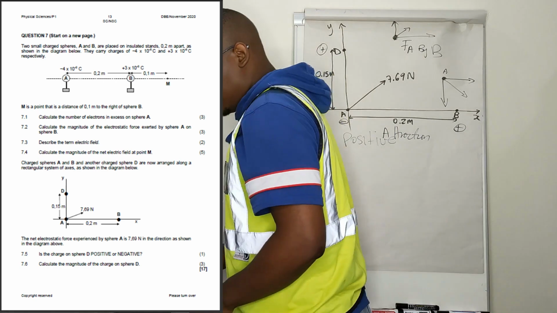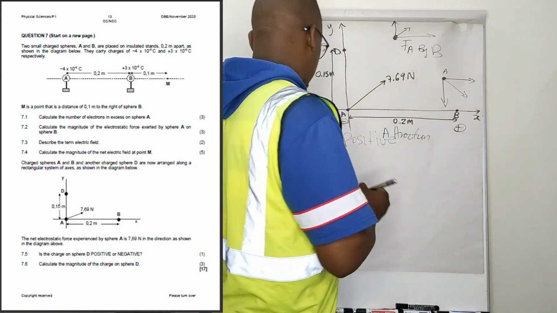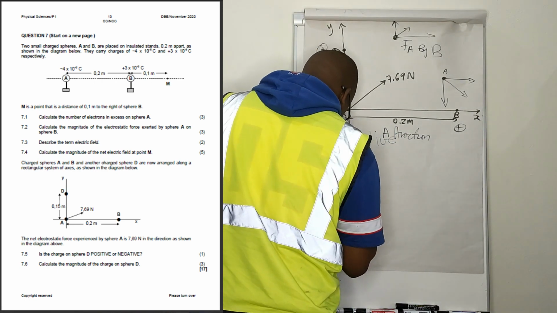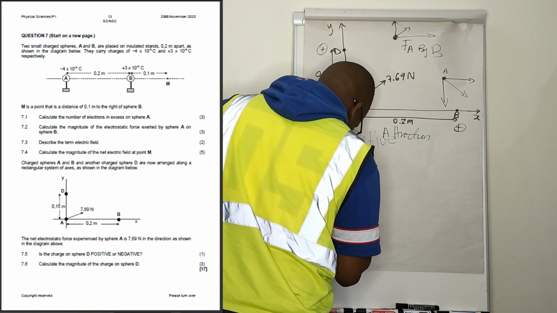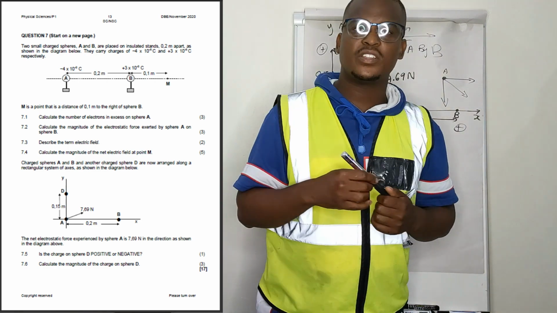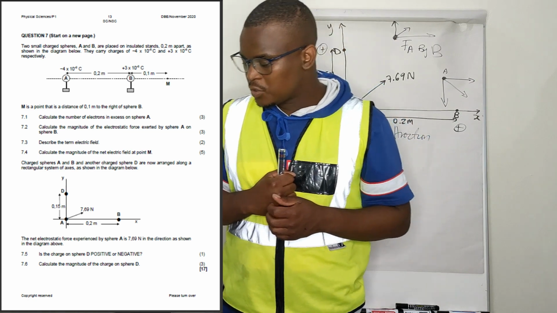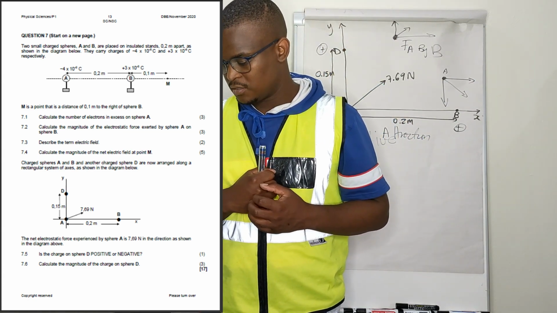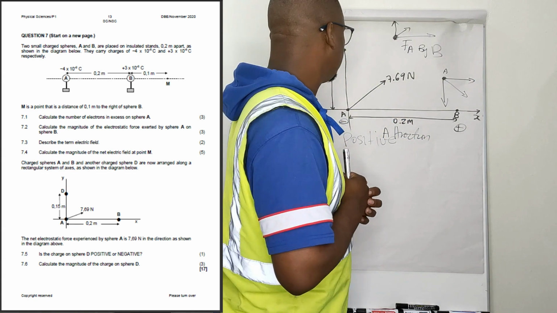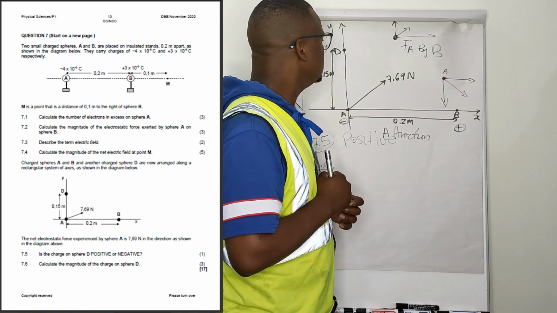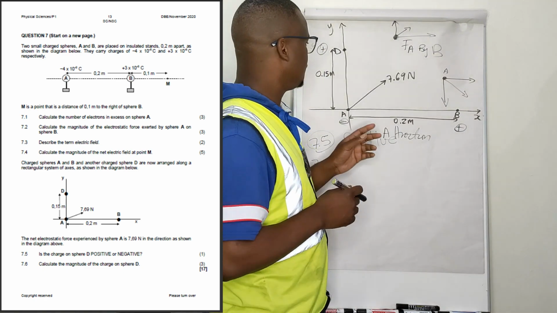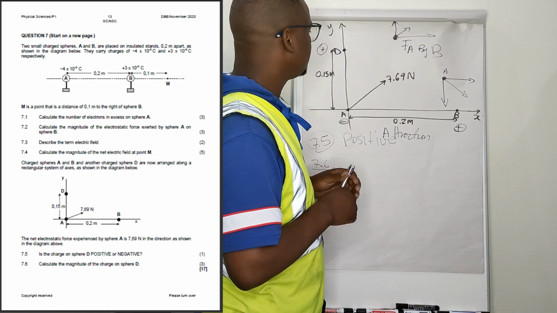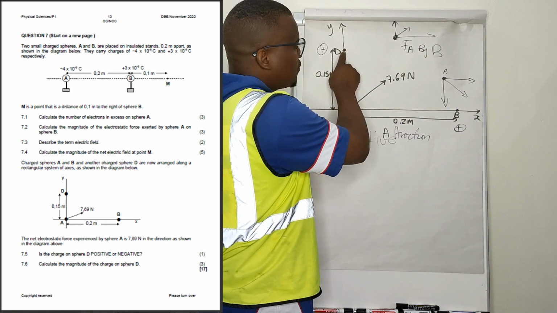Let's go to the next question, which is 7.6. How does 7.6 read? Calculate the magnitude of sphere D. They want us to calculate the magnitude of sphere D, so they want us to find the magnitude of this sphere here.